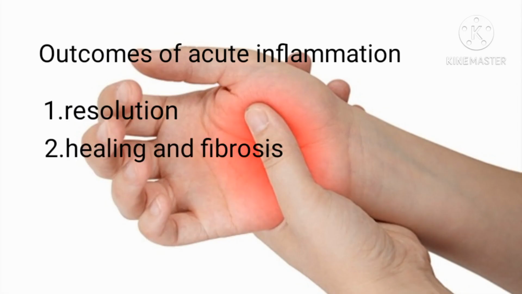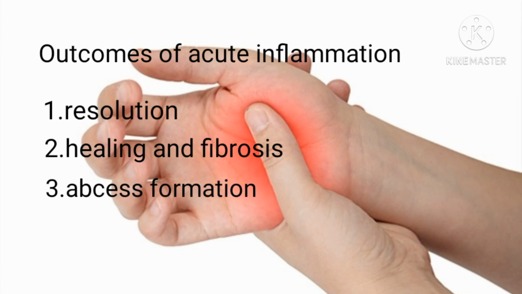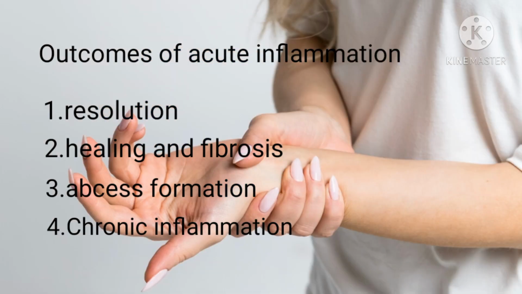2. Healing and fibrosis. Occurs when there are large amounts of tissue destruction. 3. Abscess formation. A cavity containing pus may be formed here. 4. Chronic inflammation. If the injurious agent persists, then chronic inflammation will ensue.